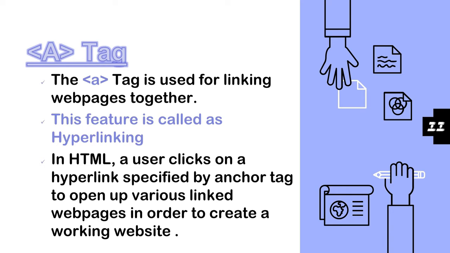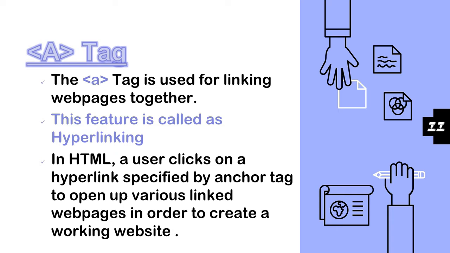But to tell you, this A tag or anchor tag is used to link various web pages to each other. When all those web pages are interlinked with each other, it creates a website. It can be a particular text, an image or a button that links a particular page with a different web page or even a different website.